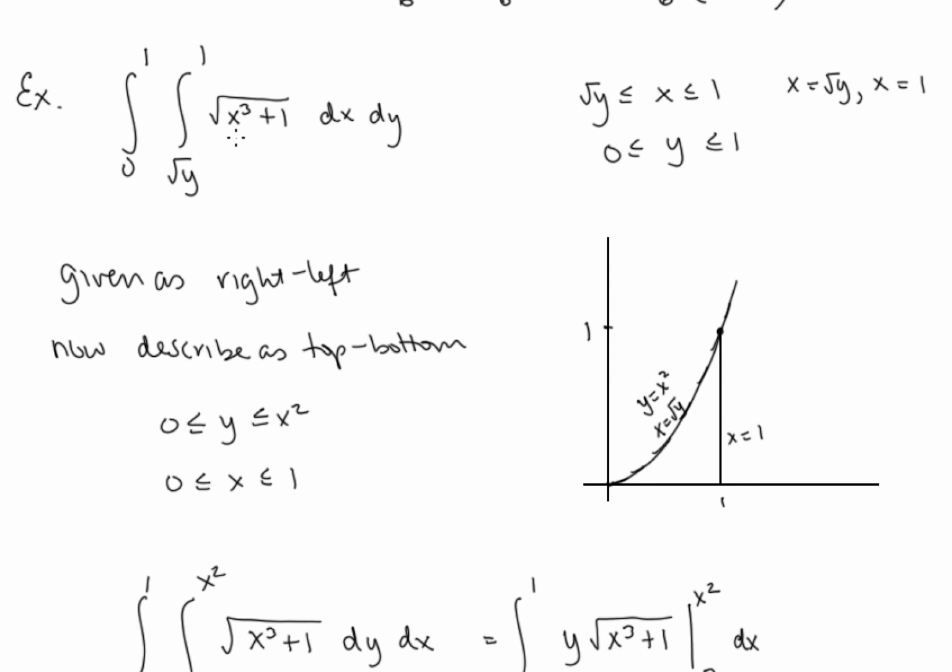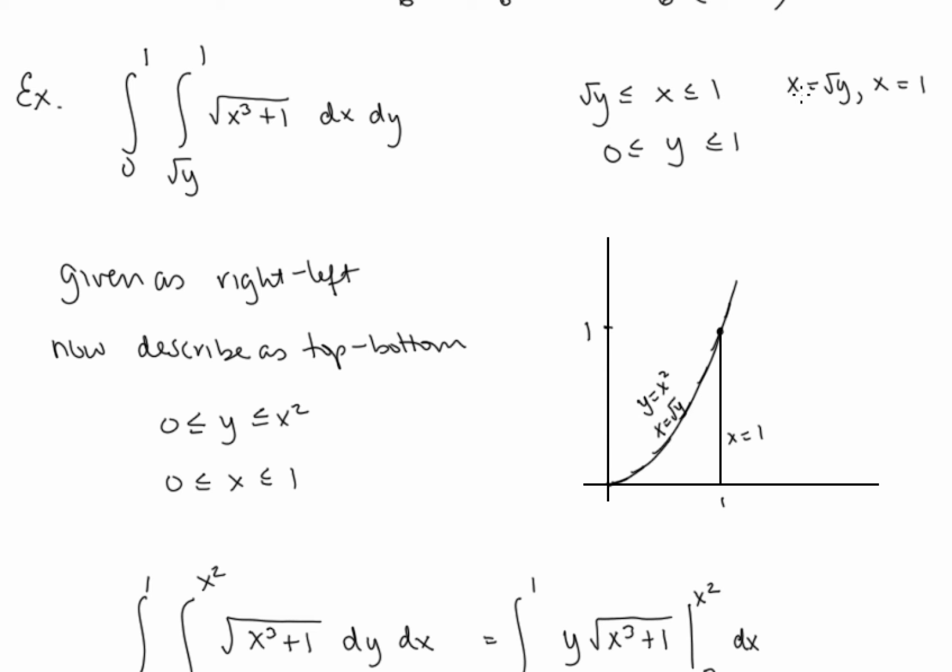This is not something we can integrate unless perhaps by some formula in the back of your textbook. So we're interested in changing the order of integration. So we look at the way our domain is described here, and we sketch that domain. This is saying x goes from radical y to 1, and then y goes from 0 to 1. So this is saying that x equals radical y and x equals 1 are the bounding curves.